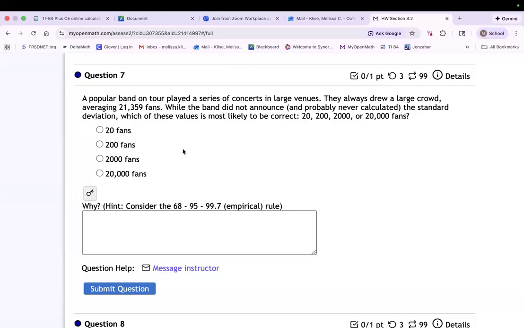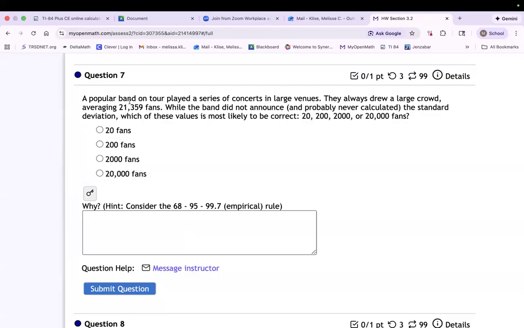Probably not. You have to look at what makes sense. Do I think that my standard deviation is going to be 20,000 fans? So I would add 40,000 fans to 21,000, and subtract 40,000 fans from 21,000. You're just trying to think of which one makes sense in the grand scheme of things, comparing it to the average. It's really just a common sense thing and seeing which one makes the most sense. If that helps. So you're just thinking about your bell curve and your empirical rule and which one's going to make the most sense.